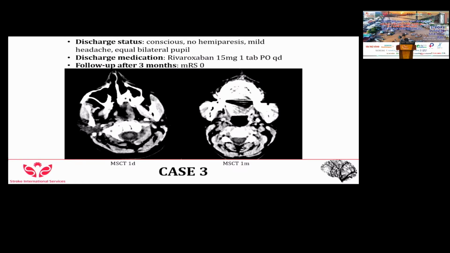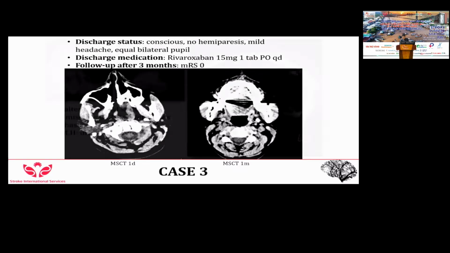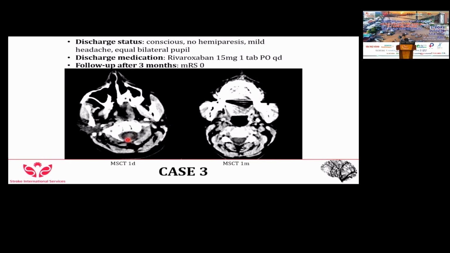And for the patient, you can see on the left side the MSCT at 1 day, and on the right side 1 month later.